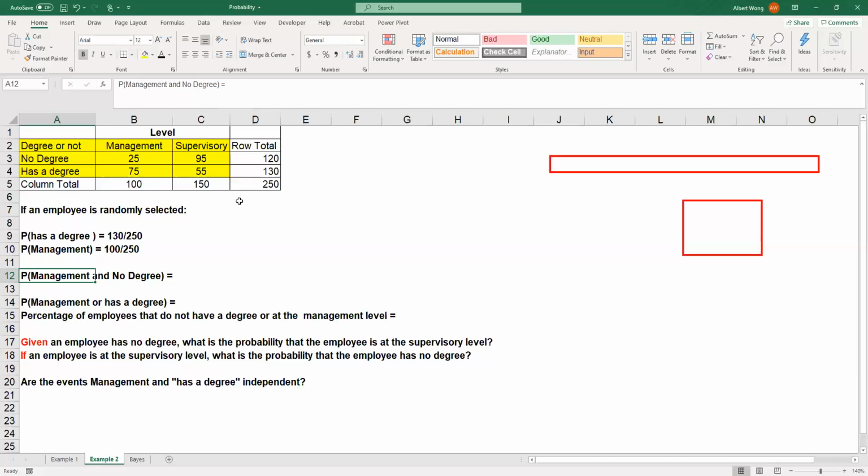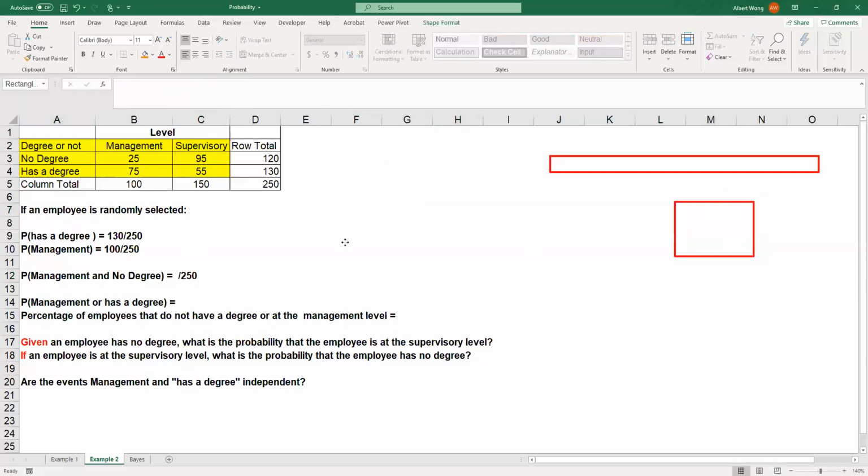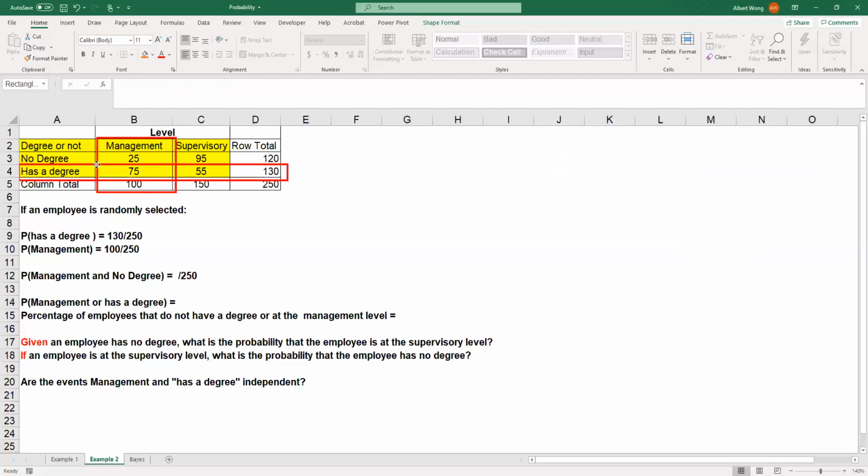Again, we're going to use this sample to estimate the probability. So the bottom of that is obviously 250 again, but how many of them would be at the top? So here in the fraction, well, we need to look at employees who are at the management level. So I'm going to use this to help us. This is the management level, so there are 100 of them. And how many of them have a degree? Well, there are 130 of them.